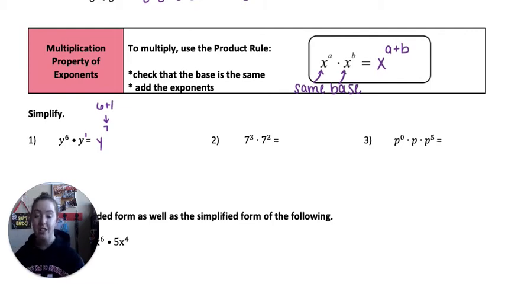Go ahead and try that next one. Yeah, that's going to be 7 to the 5th power, because we need to add our exponents 3 and 2.